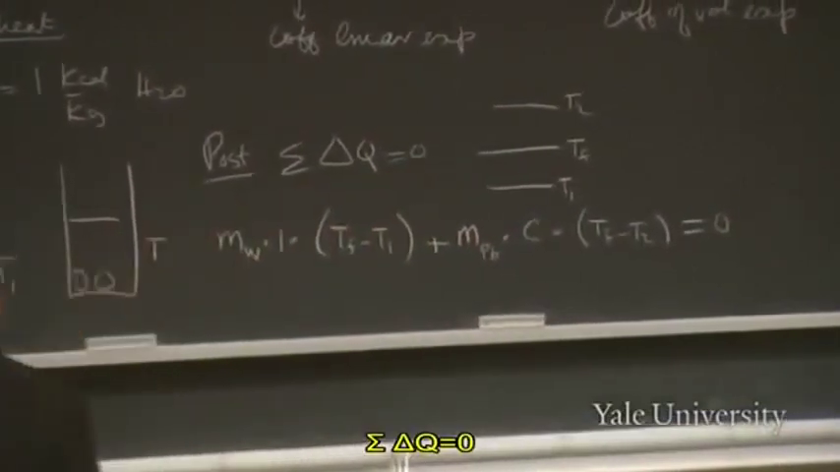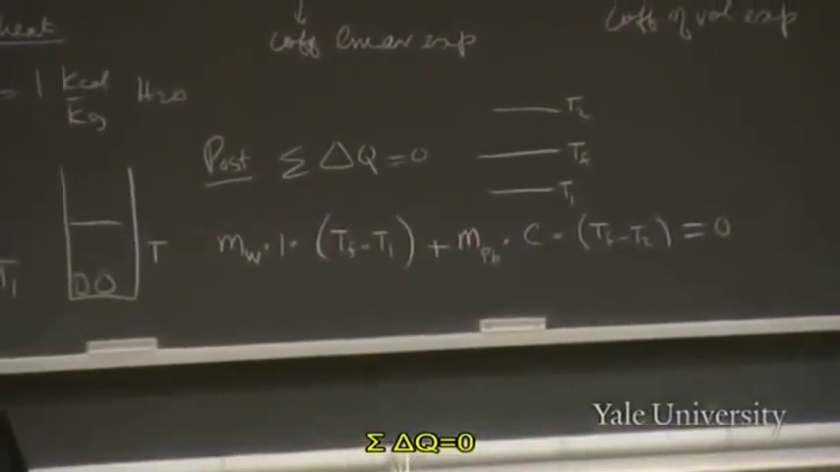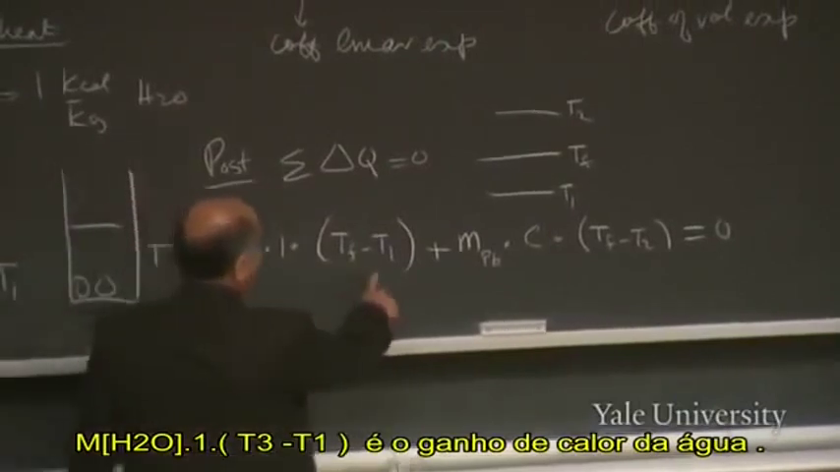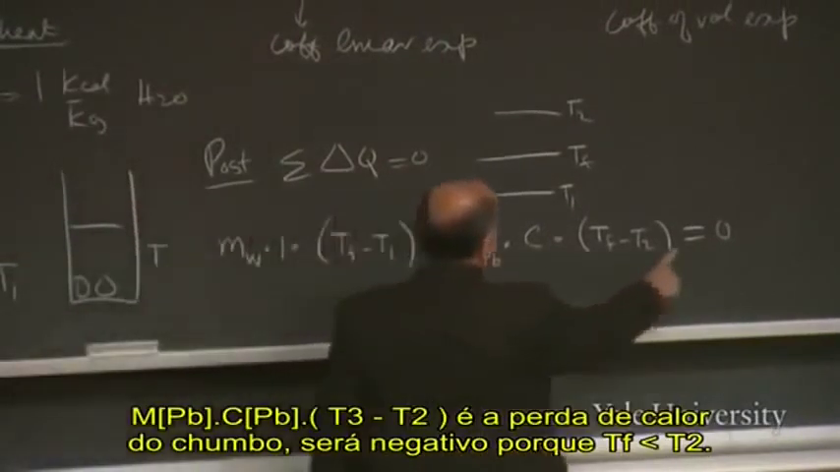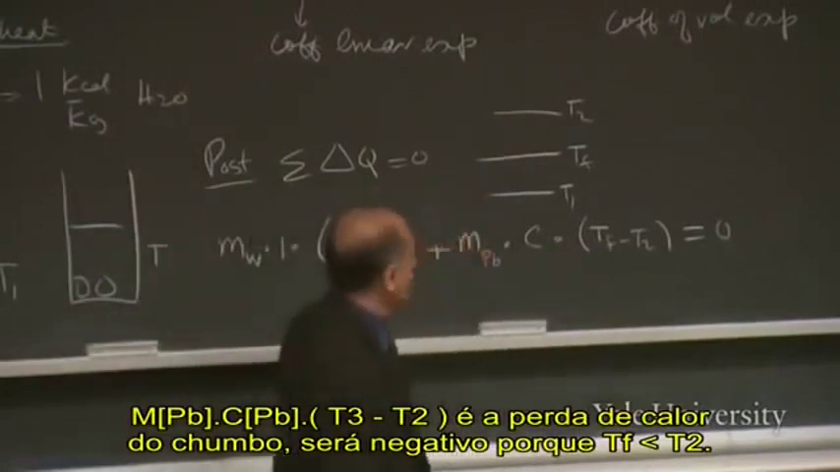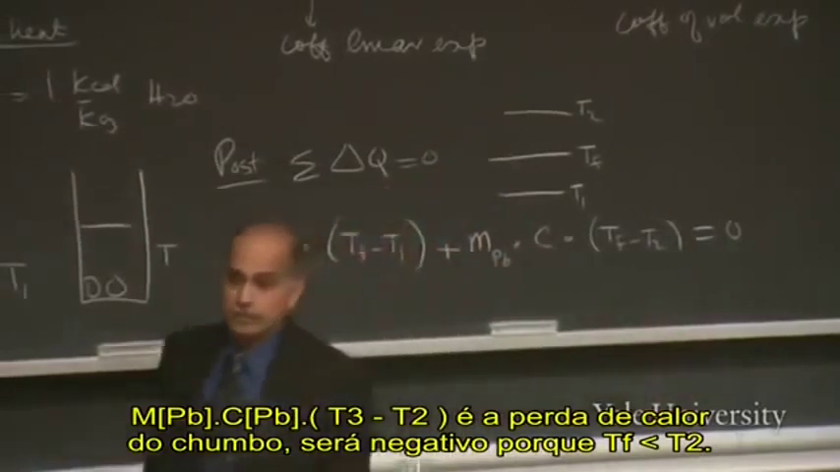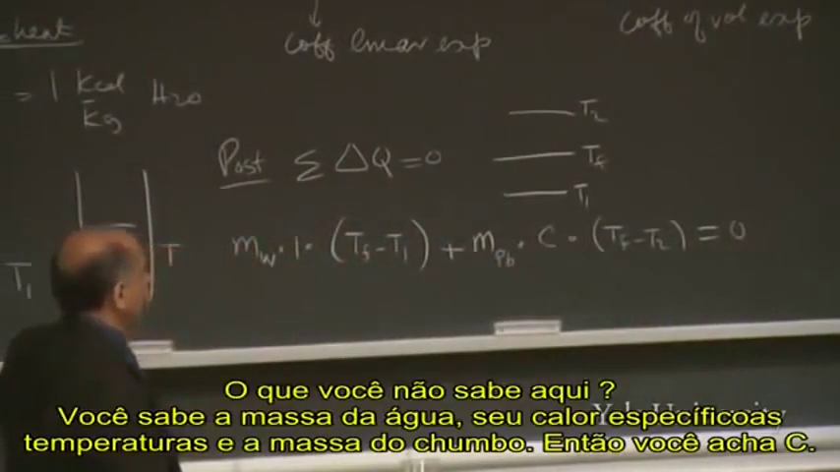The sum of all the MC delta T's is 0. This is the gain of heat of the water. This, if you work it out, will be a negative number, because you can see T final is below initial T. This will turn out to be negative, and the positive and negative will add up to 0. So what is it you don't know?